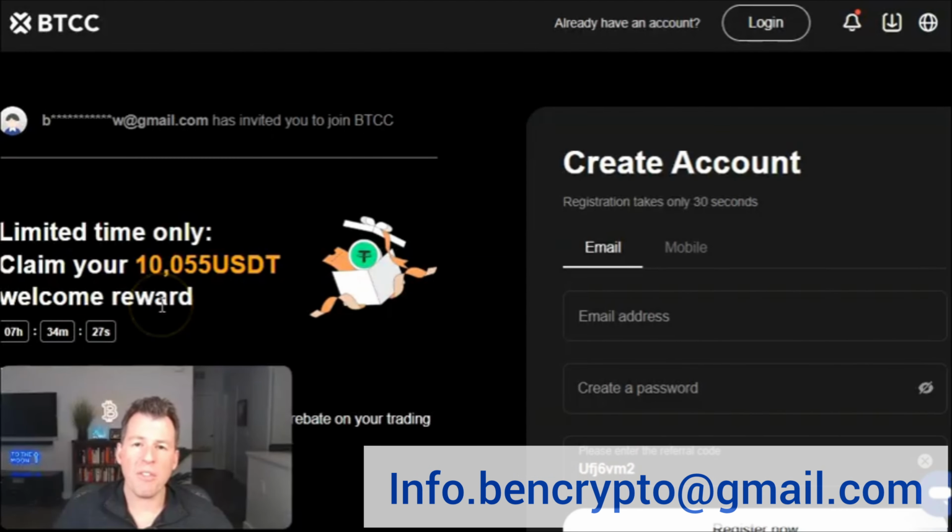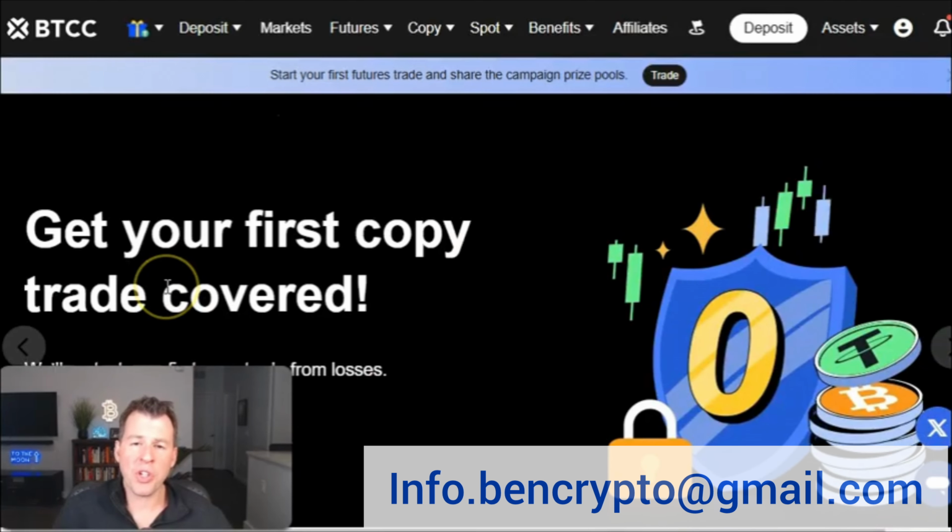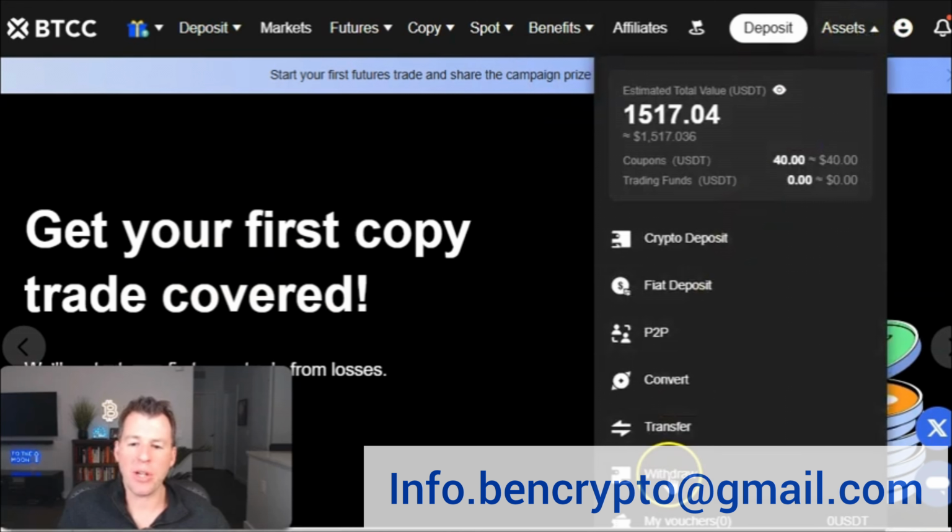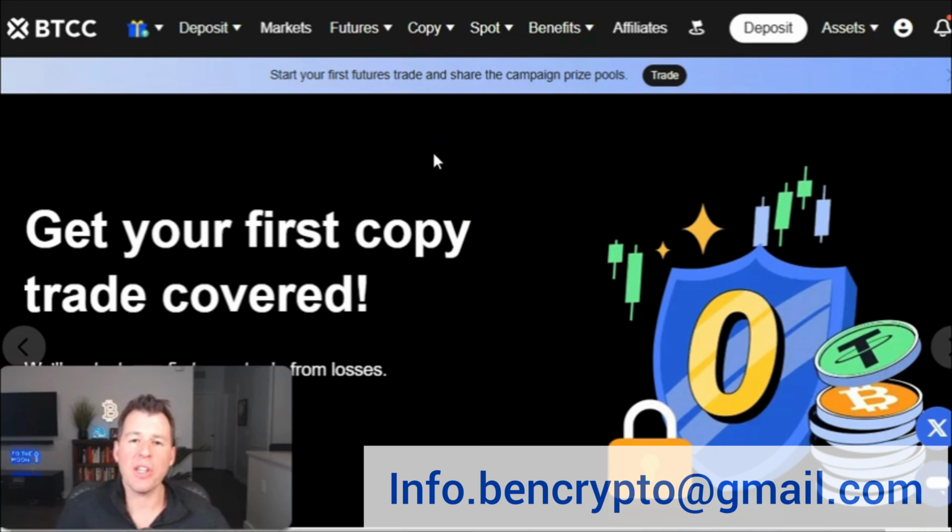So after clicking on my referral link, it's going to take you to this page right here, and you're going to create an account with an email address and password the usual way. Now, after you register and log in, it's going to take you to this page right here. To deposit, you would either click on deposit top left or deposit top right. To withdraw, you have to click on assets top right and then go down to withdraw. Again, assets down to withdraw. And to start trading or to see the coins you can trade, you can click on markets top left.